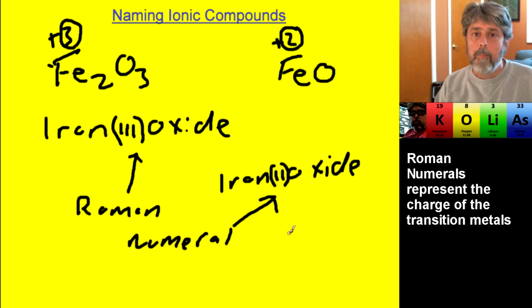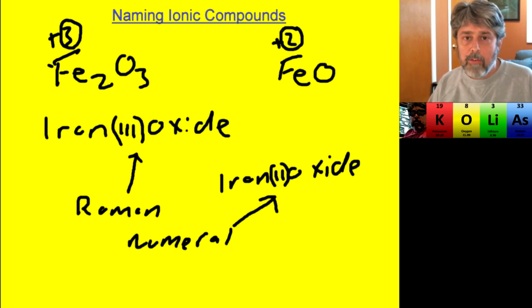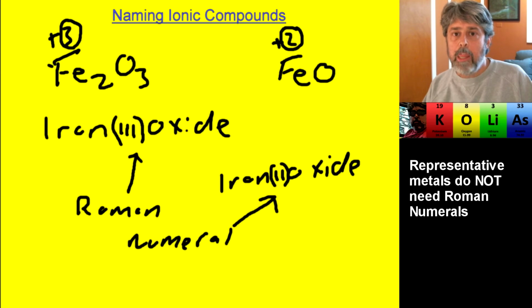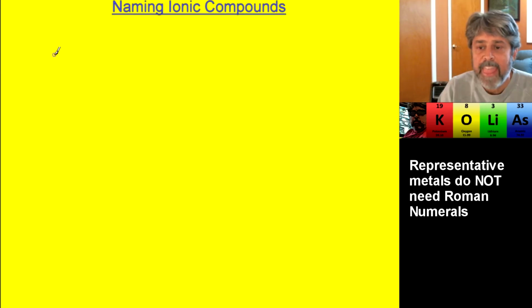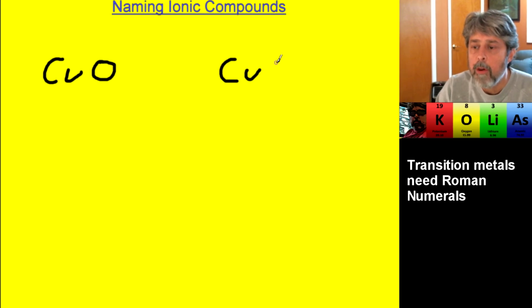So for naming ionic compounds, you always write the metal, and then the non-metal with the IDE at the end. But with the transition metals, you have to add in the charges using Roman numerals. All right, let's look at a couple more examples here of transition metals. Let's do this copper and oxygen combination, and let's do this copper and oxygen combination. Both copper and oxygen, but what's the charge on this one? What's the charge on this one? They're going to be different, so we have to tell people the difference.